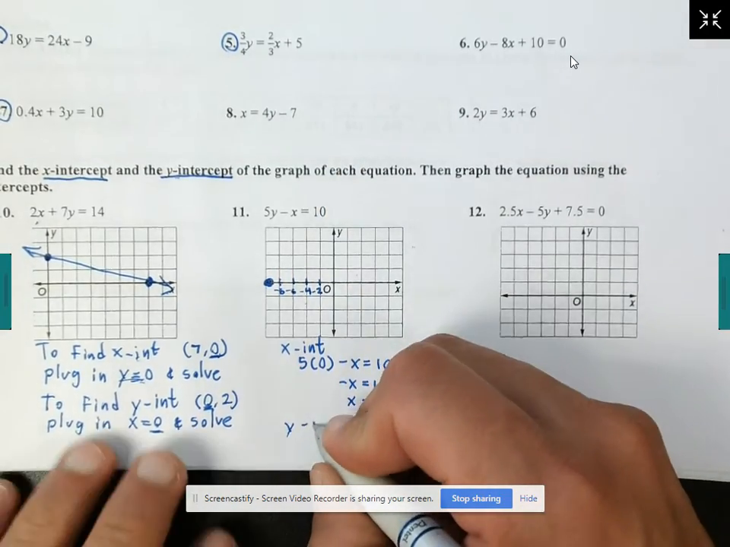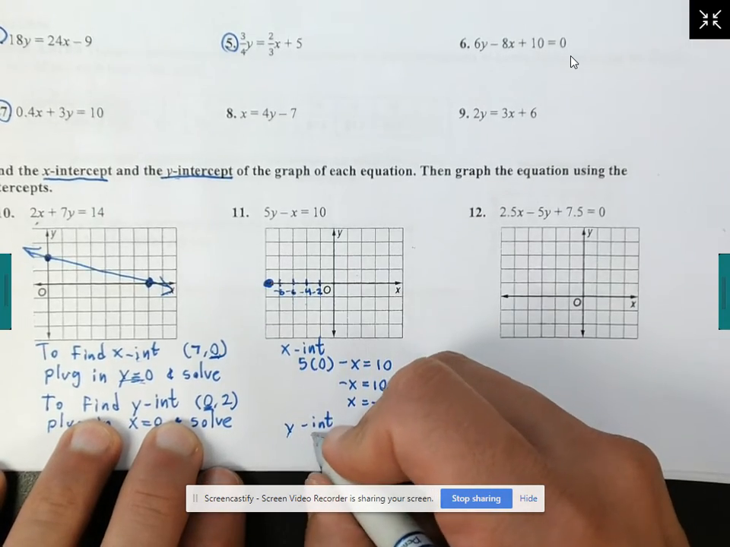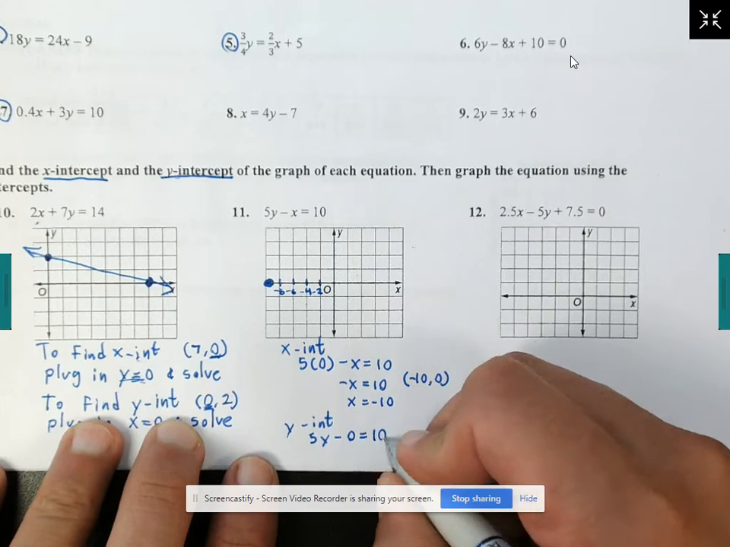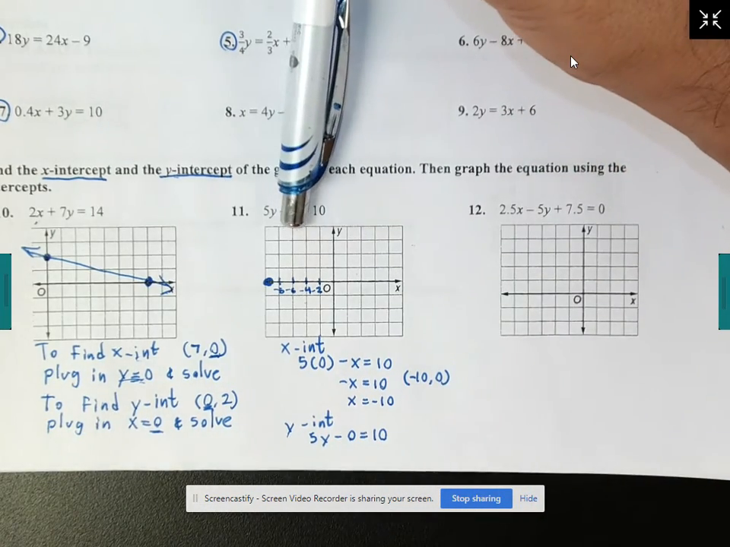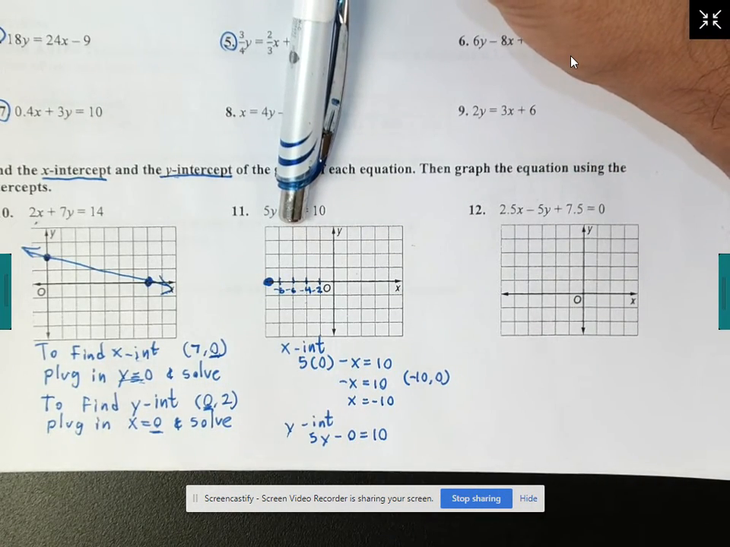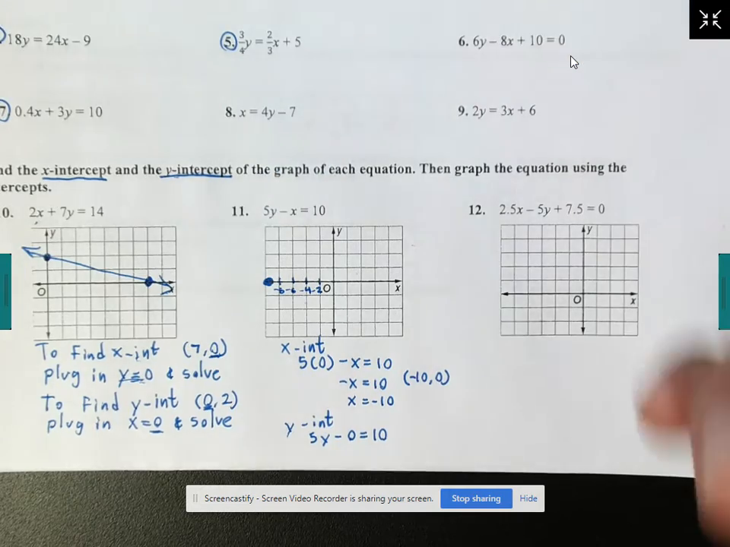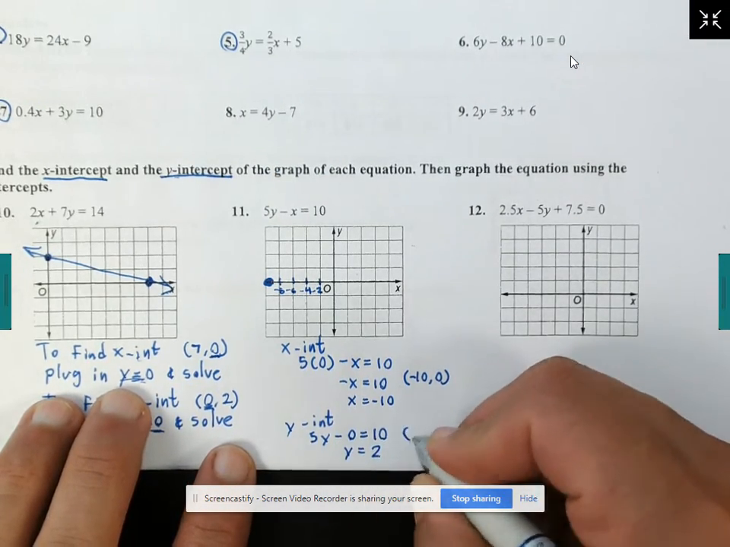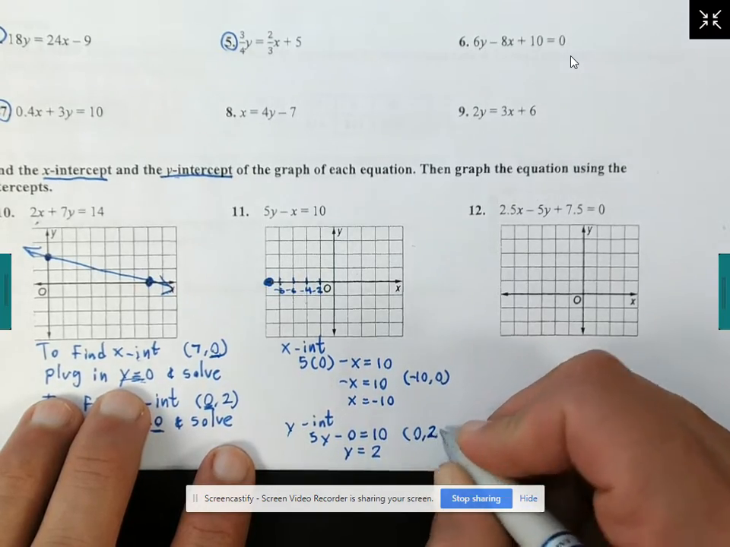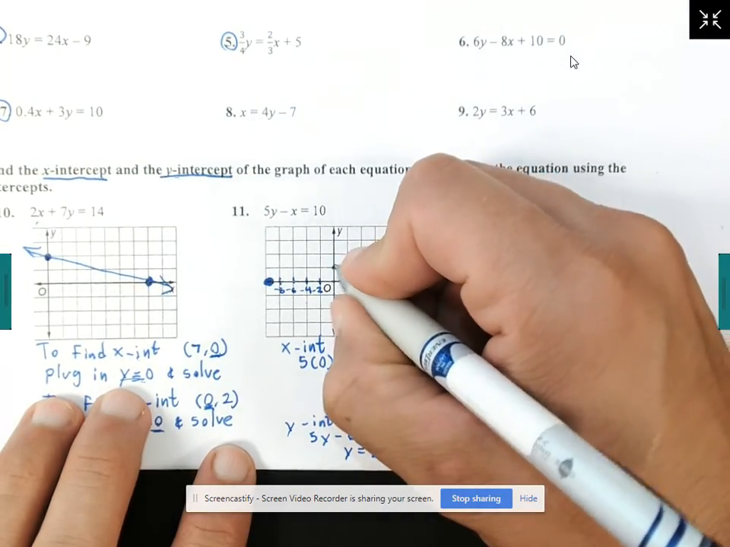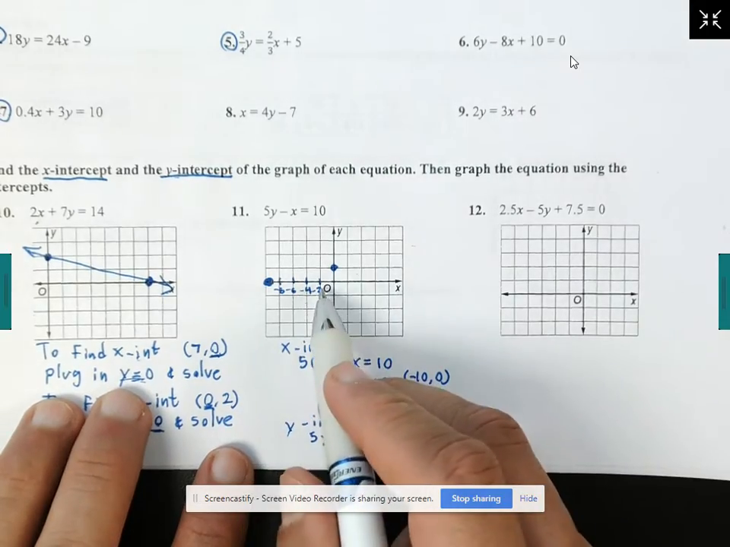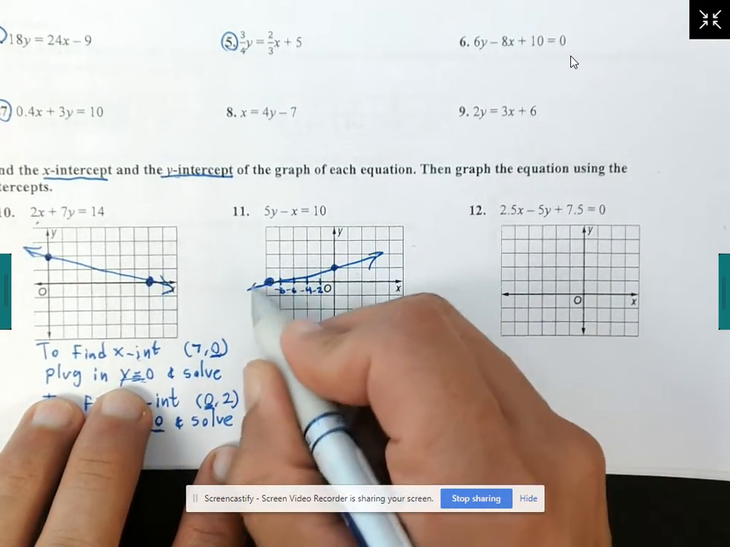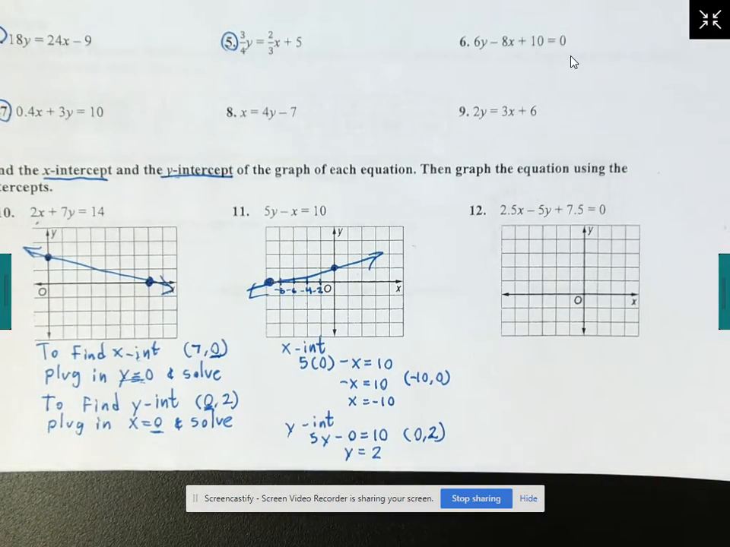Now for the y-intercept, I'm going to plug in a 0 for x. And that's where you saw me sort of put my pen over this number and then solve for y. All right, if I solve for y, I get y is equal to 2. So this point would be (0, 2). All right, so if I keep the scale the same, that would be 2 right there. All I need is 2 points to graph a line. There you go. Done. Okay, I don't need to solve for y.